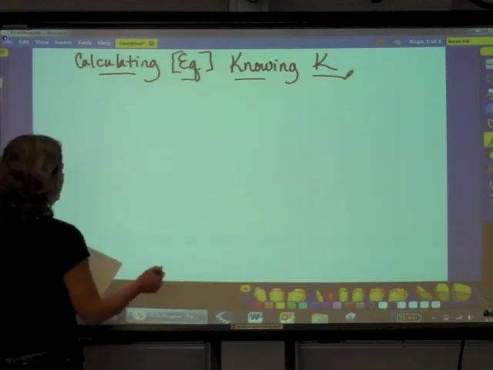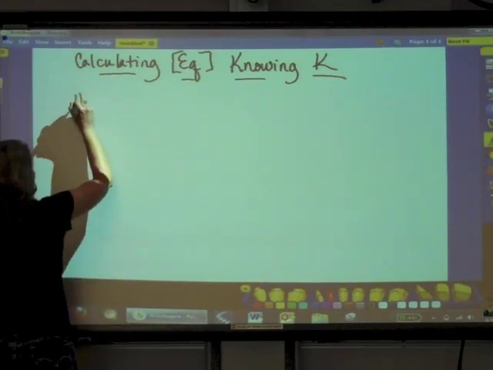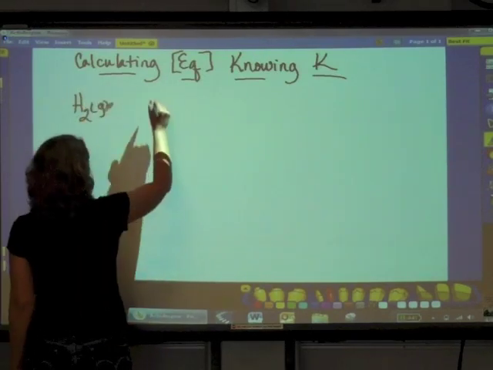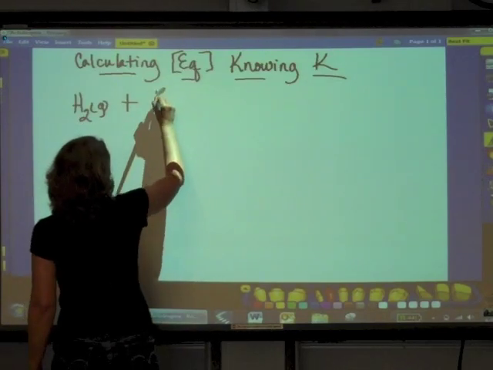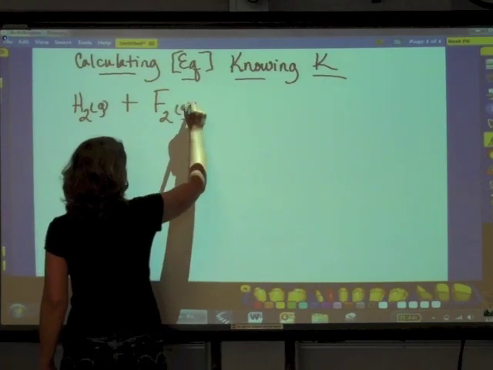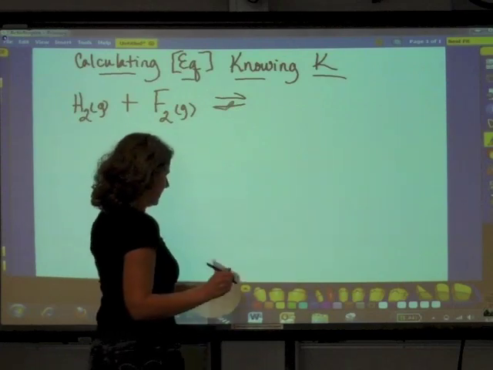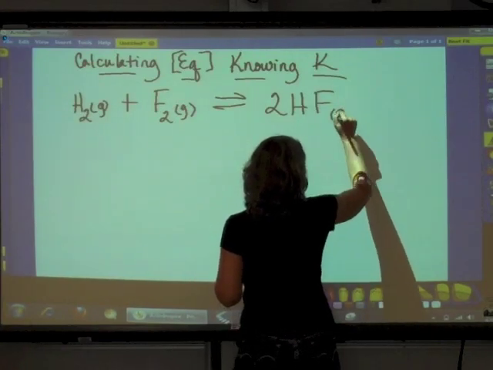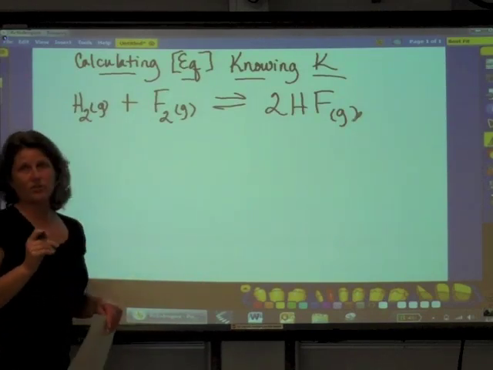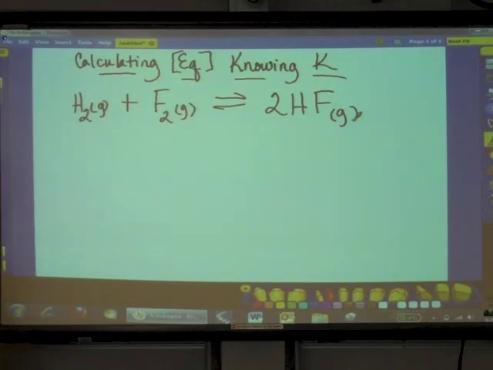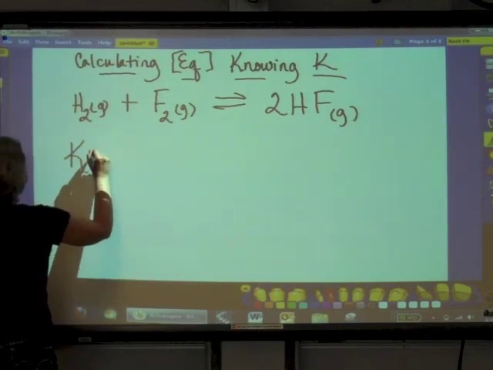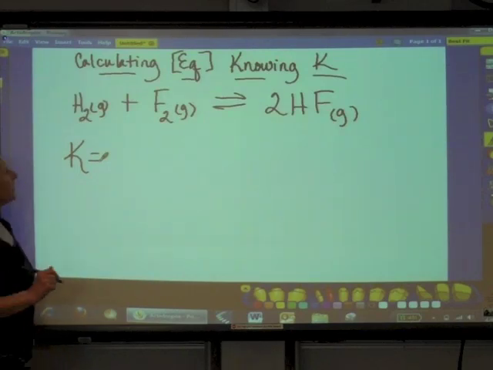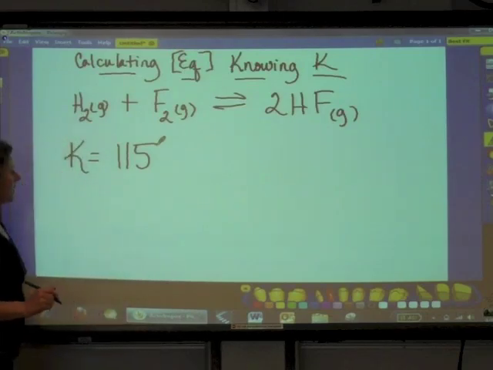Wonder how we're going to be able to see this. We've got a reaction: hydrogen, H2 gas, plus fluorine gas reacts to give us 2 hydrogen fluorides, and that's also in the gaseous phase. Now what happens in this problem is we are given the value of K. So the value of K is equal to 115.